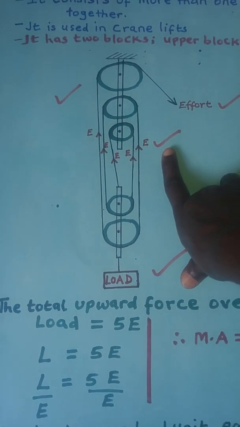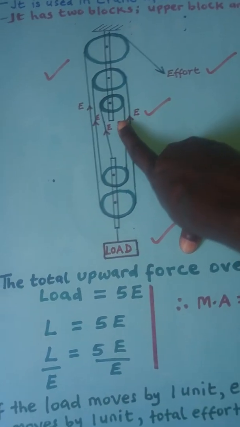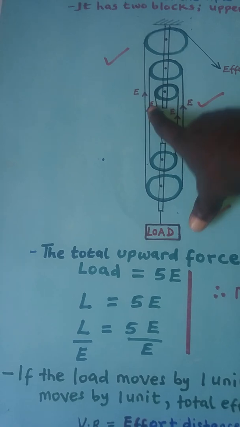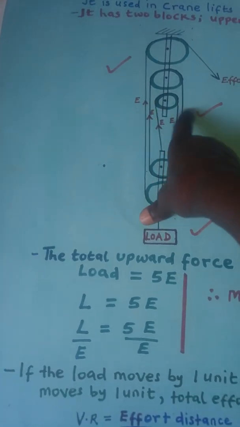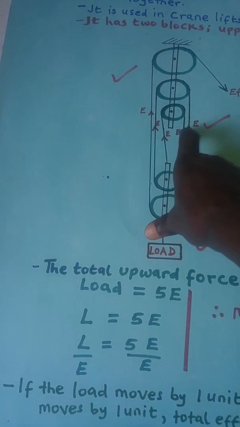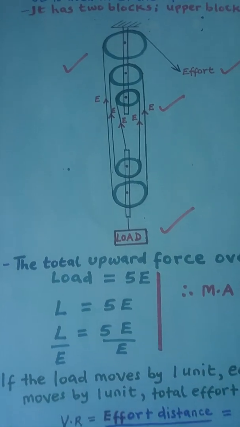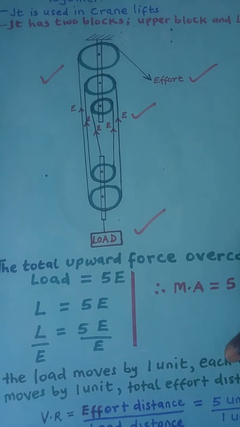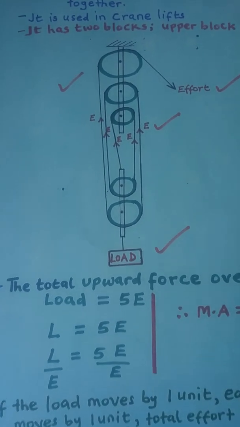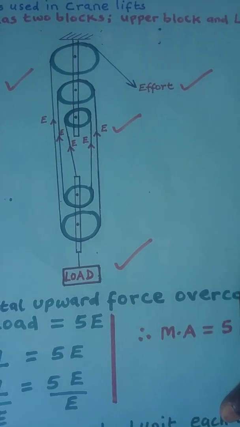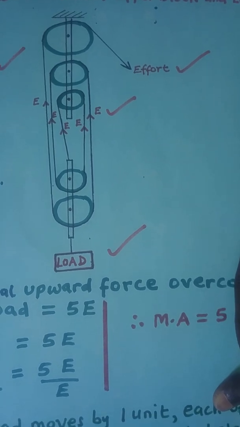Each E will also be moving by 1 centimeter, 1 centimeter, 1 centimeter, 1 centimeter, 1 centimeter. So when you add the total movement of the effort, it will be 5 centimeters. And for that reason, the velocity ratio will be effort distance, which is 5 centimeters, divided by load distance, which is just 1 centimeter.